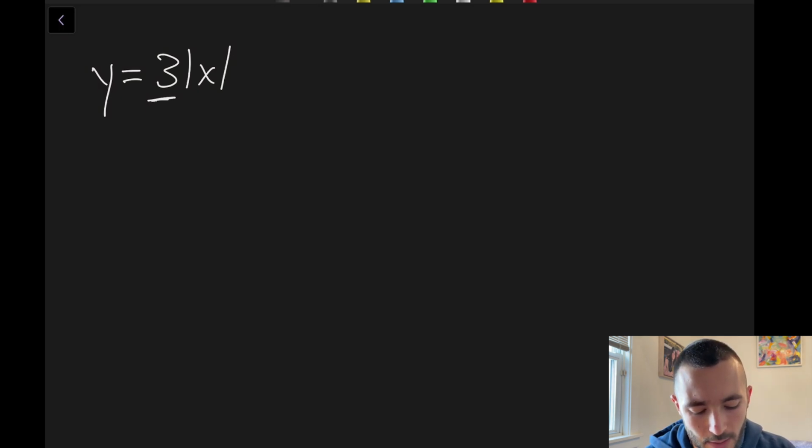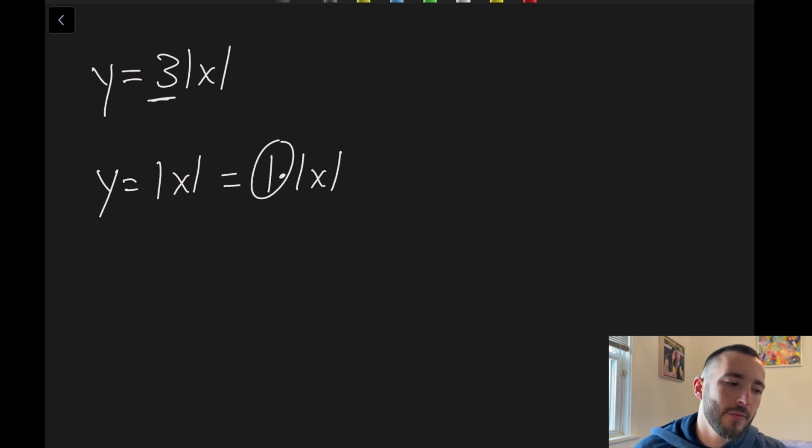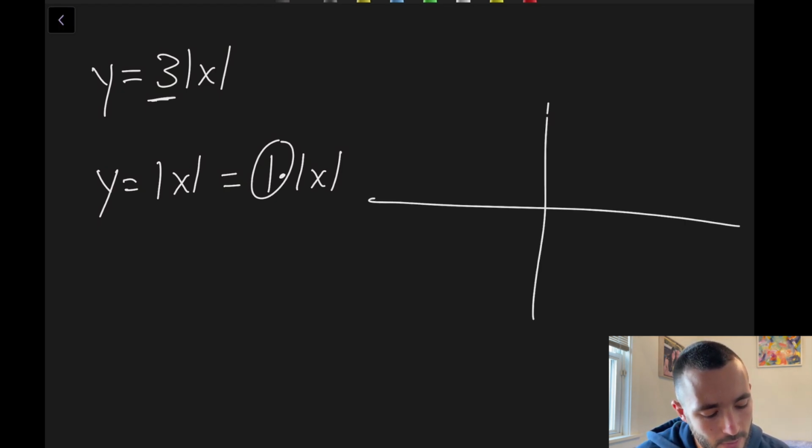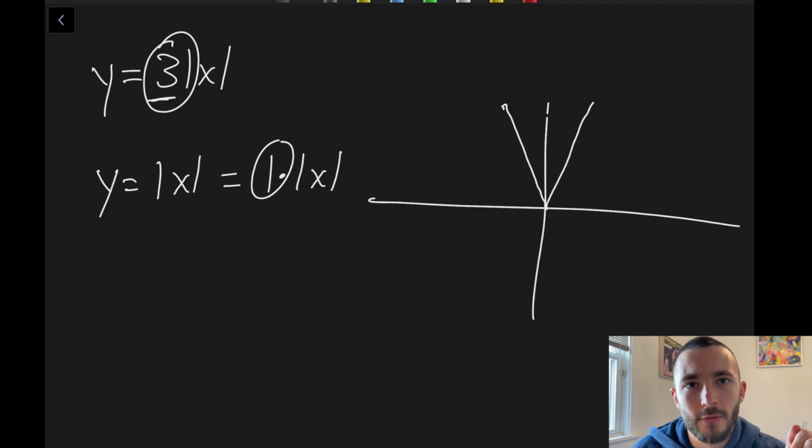So what I mean by that is y equals absolute value of x is the same as 1 times the absolute value of x. So you could think of 1 as our previous coefficient, which is why we had this slope of negative 1 and then a slope of positive 1. So now that we have a 3, all it's going to do is make our slope negative 3 and then positive 3. So this number out here is going to affect our slope.